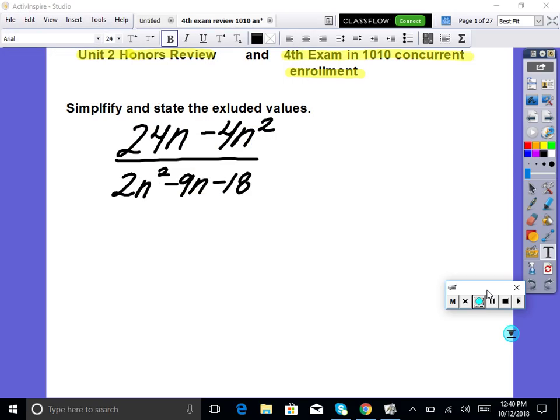So this is going to be the Unit 2 honors review, and then I will be doing the 4th exam review for concurrent enrollment. So the first little bit will work for both of you, and then I will tell honors when to stop watching, and then concurrent enrollment will continue watching the video lesson.